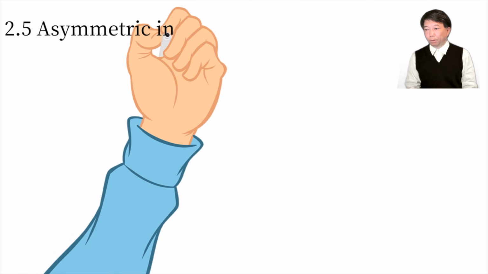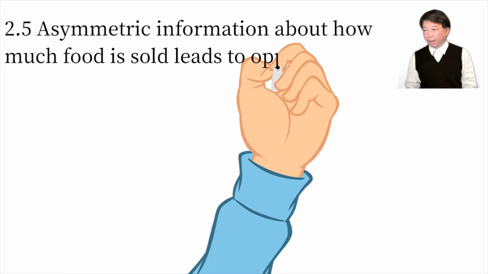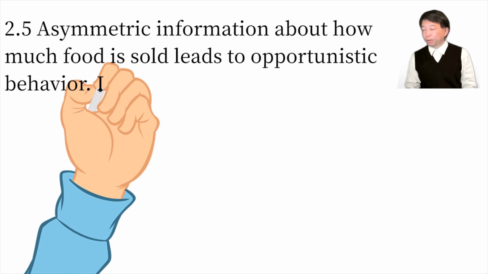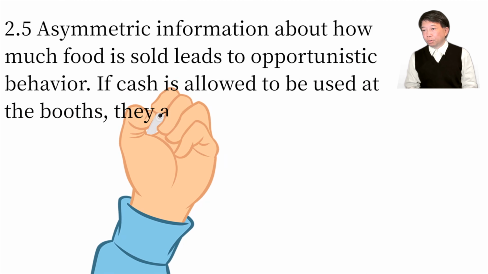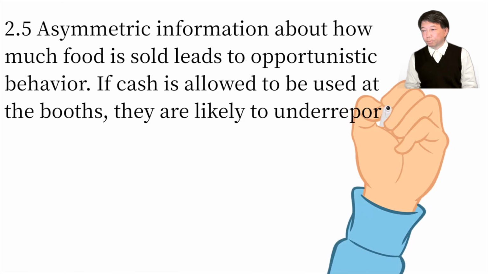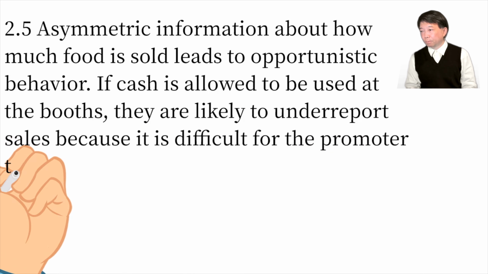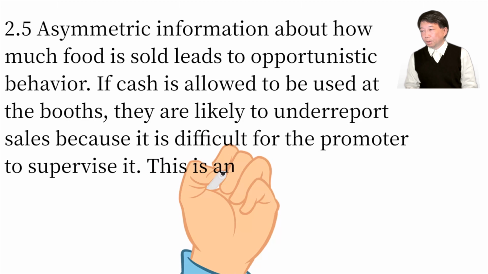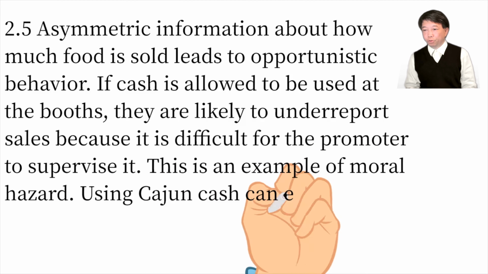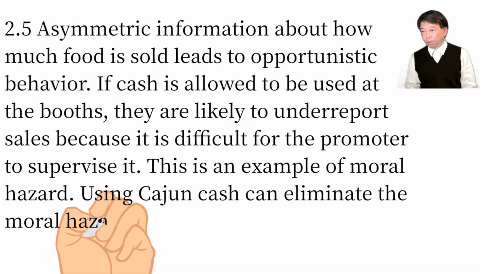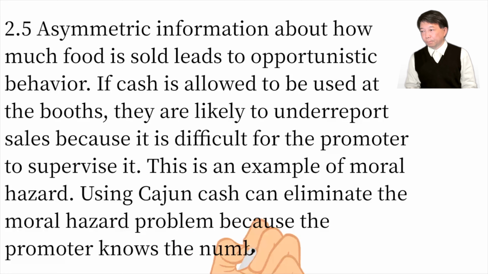Asymmetric information about how much food is sold leads to opportunistic behavior. If cash is allowed to be used at the booths, they are likely to underreport sales because it is difficult for the promoter to supervise it. This is an example of moral hazard. Using Cajun cash can eliminate the moral hazard problem because the promoter knows the number of sales.